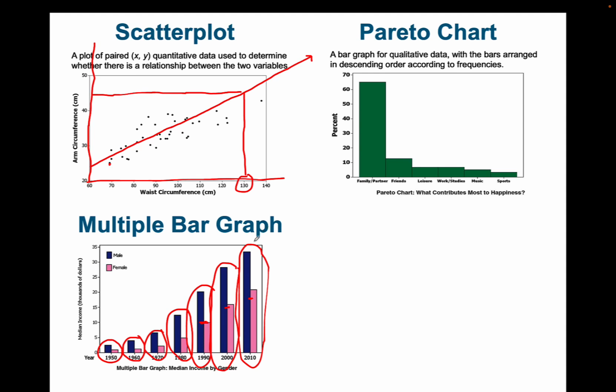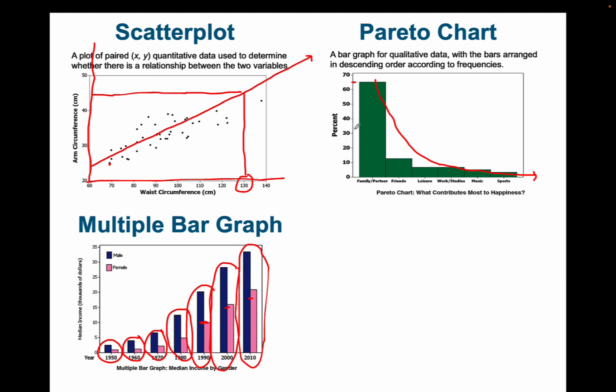Pareto chart, same thing. It's got percentages on its horizontal axis, but this time we're talking categories. So a Pareto chart would be used for categorical data. Like this one is what contributes most to happiness. So category options, family and partner got the most. It actually looks like 65% of people surveyed said that family/partner contributes most to happiness. Then there was a big decrease, but the next highest was friends, then leisure, then work study, then music, then sports.